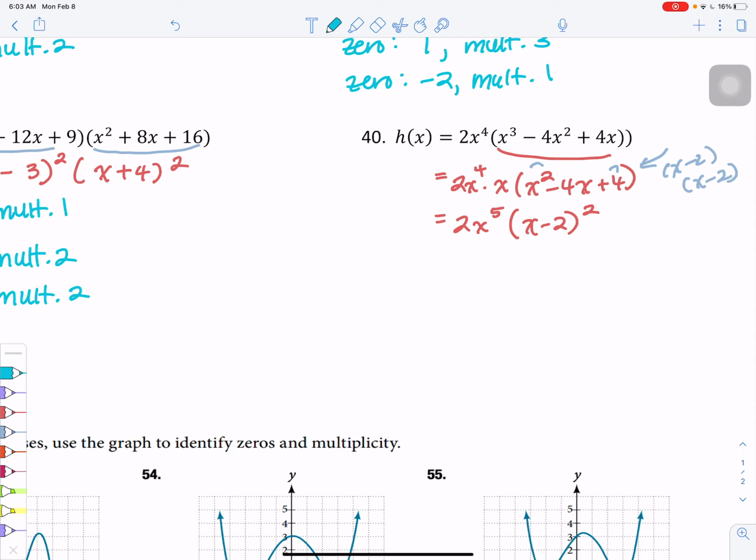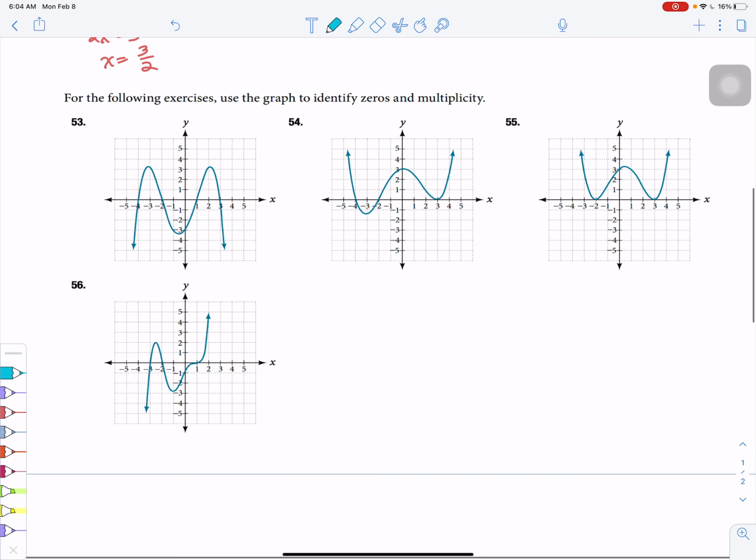Okay, so now let's go ahead with our zeros. We have a 0 of 0, and that has multiplicity 5. And we have one more 0 of 2, and it has multiplicity 2. Okay? Let's go ahead and take a look at these graphs.